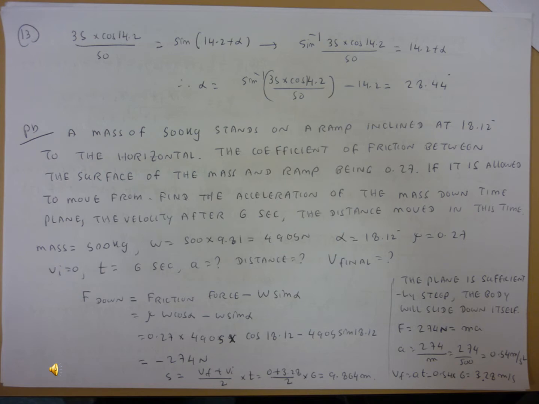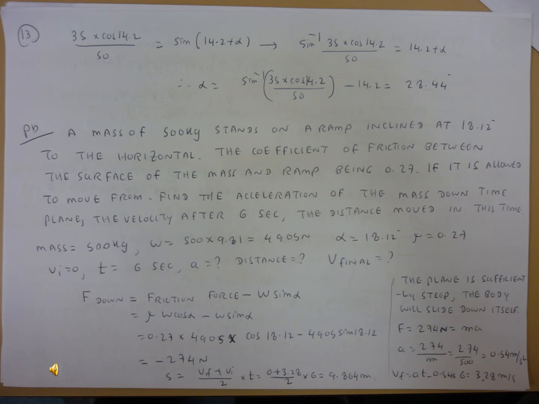And then, as we got the distance, we also need to calculate the force and acceleration. So the force F equal to 274 equals ma. So A is equal to 274 by m, so 274 by 500. So 0.54 meter per second square.